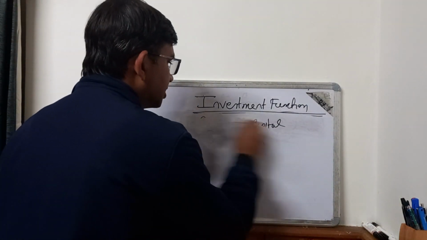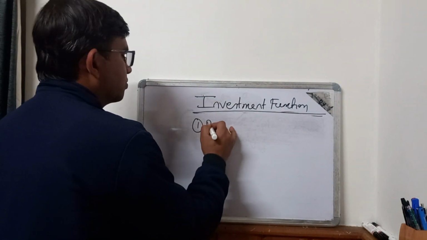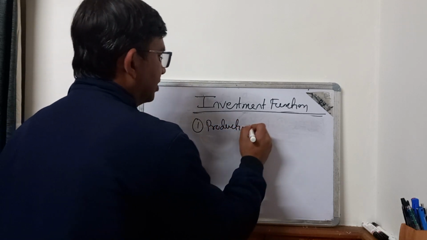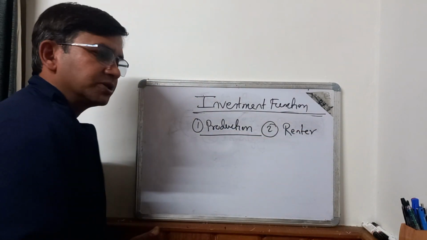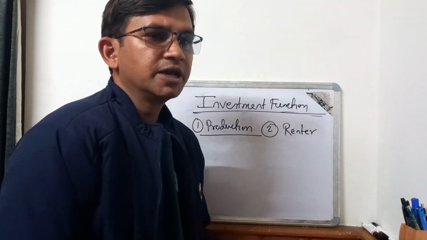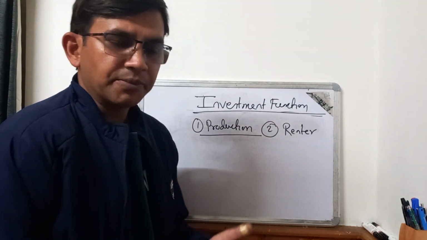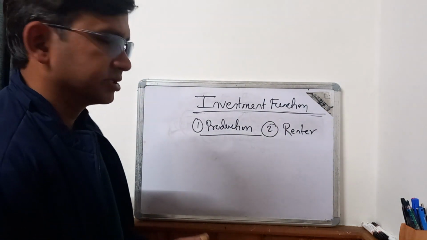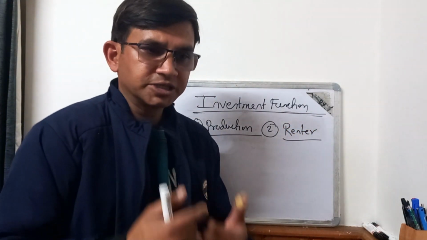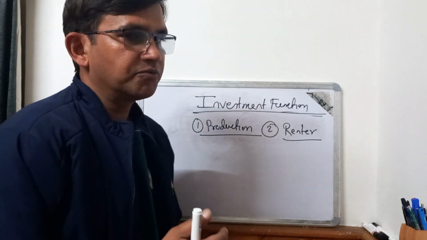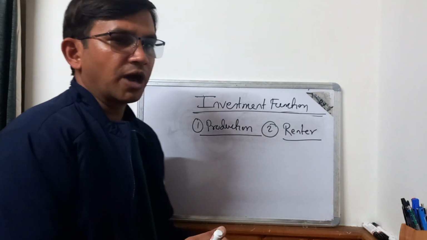So here we'll consider two types of firms. One are the production firms and number two are the renter firms. The production firms hire the capital on rent, and by the capital they produce the final goods and services. And renter firms purchase the capital, they are the owners of the capital, and they rent it out to the production firms.